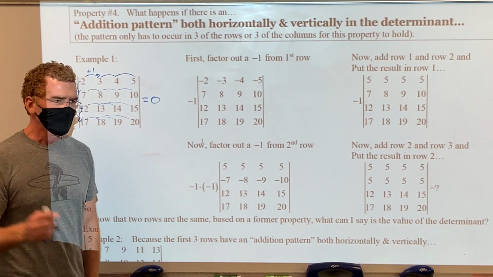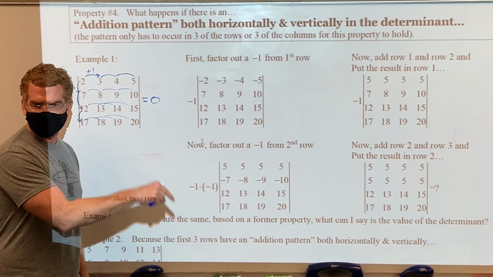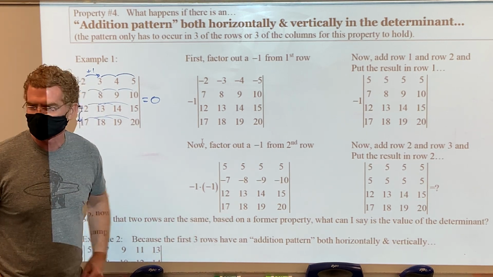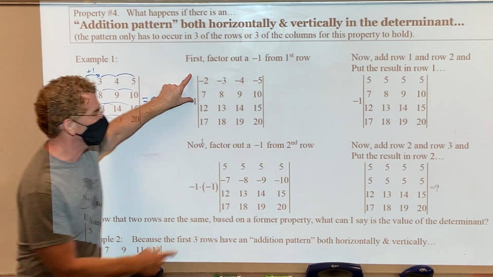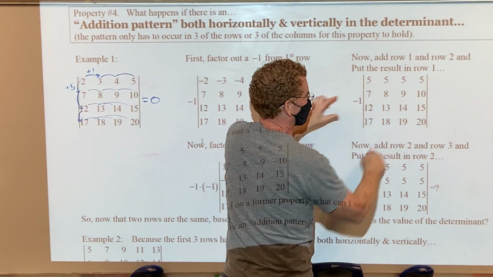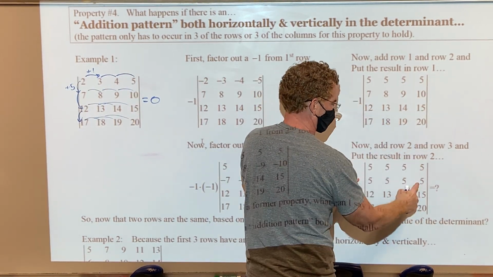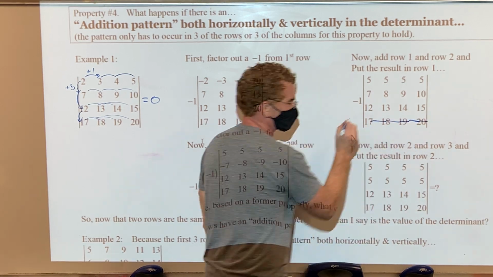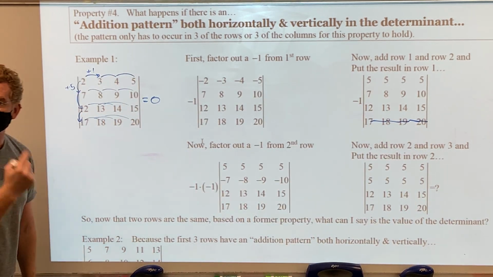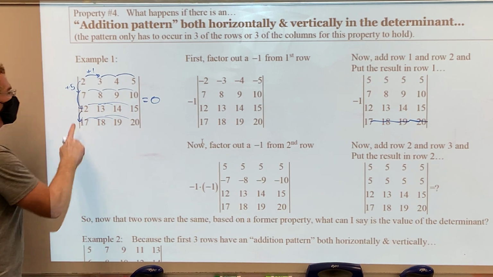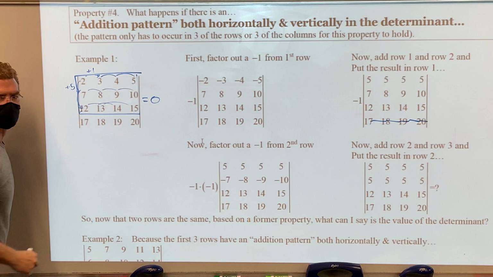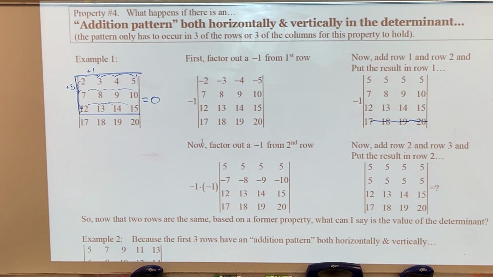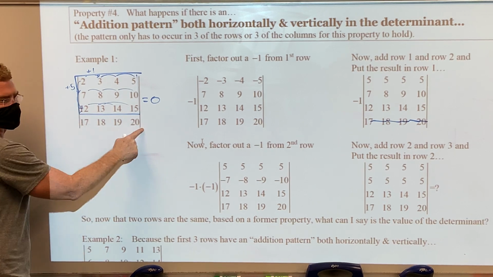Now I have a question. Did I need the third row to determine, or the fourth row to determine that? I only needed 3. I needed the first 2 to make these 5s, then I needed the second and the third to make those 5s. But I didn't even need this. So what I need you to know is this rule works as long as 3 of the rows or 3 of the columns follow that pattern sequence. Now, if the fourth one does not, it doesn't matter.